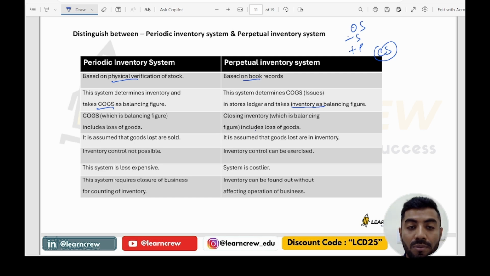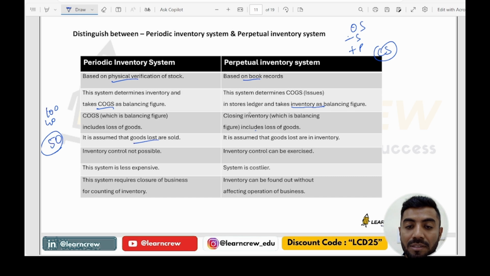It is assumed that goods lost are sold. For example, you have 100 quantities initially. When you count the goods in the periodic inventory system, you find only 50. If only 40 were actually sold, you would think the remaining 50 were sold. But actually only 40 were sold; 10 might be lost to theft or something else. So you won't get that trace in this method.